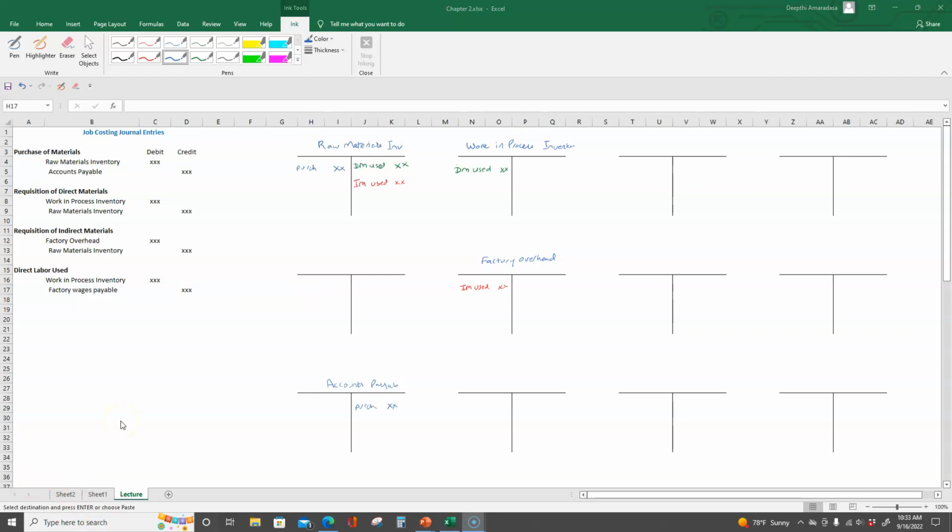This is the same spreadsheet we used earlier to record direct material costs. I'm just going to continue with that. So now when we look at direct labor used, we're going to debit work in process inventory for direct labor used. So let's go ahead and record direct labor used. Increases work in process inventory, and then we're going to credit factory wages payable. I'll title that later, but the credit goes to factory. So this is direct labor used. And then let's label that account factory wages payable.